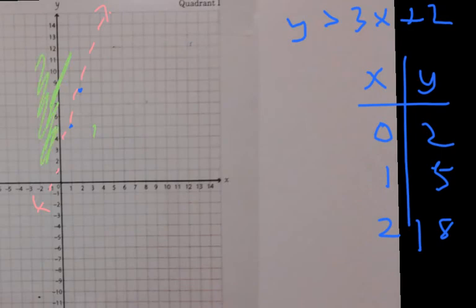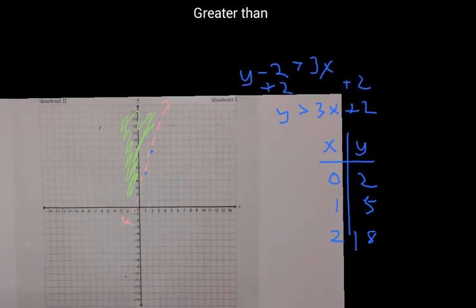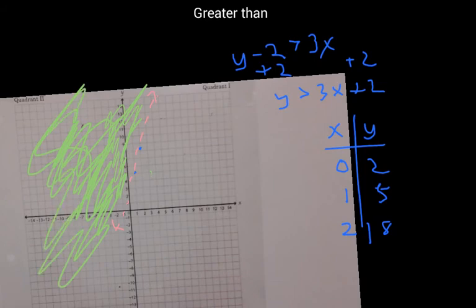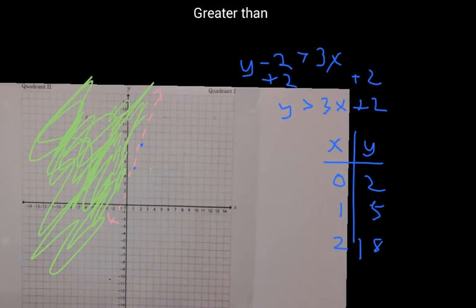Okay, that's the region we should be shading in. I should be shading that part in. Everything that we see. Okay, so that's the greater than.